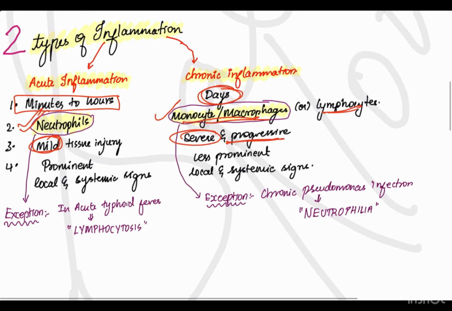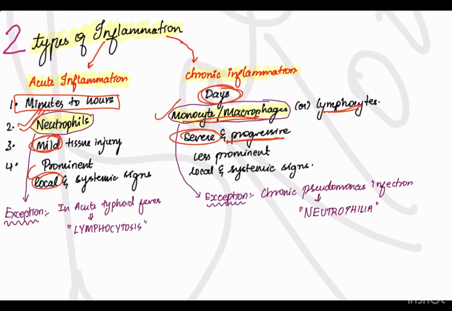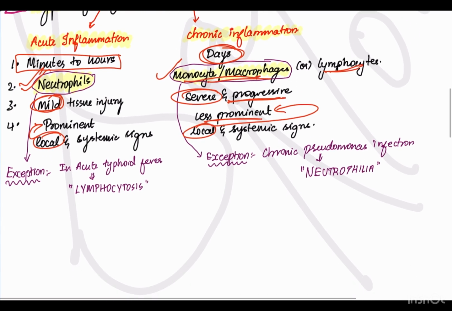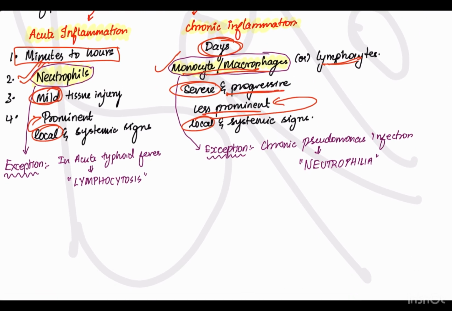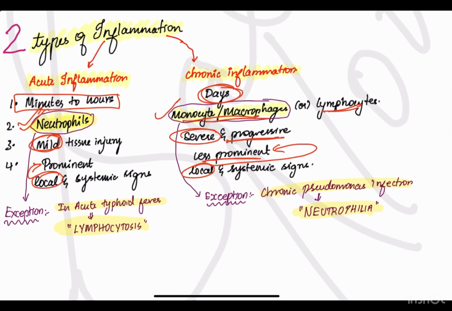Next, local reactions will be more prominent in acute inflammation, whereas in chronic inflammation, the local and systemic signs are less prominent. That is, it is prolonged for years and then the symptoms will be less prominent. There is one exception to be noted. We have already seen that neutrophils are the predominant cells in acute inflammation. Here in acute typhoid fever, there will be lymphocytosis. That is, instead of neutrophils, there will be more lymphocytes. Whereas in chronic inflammation, the exception is in chronic Pseudomonas infection, there will be neutrophilia compared to increased monocytes and macrophages. So these are the broad differences between acute inflammation and chronic inflammation.